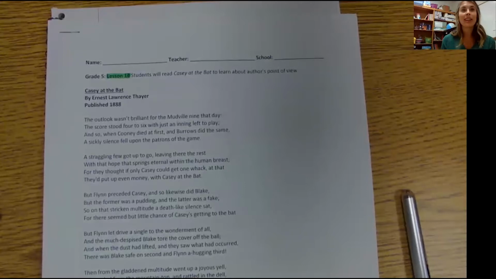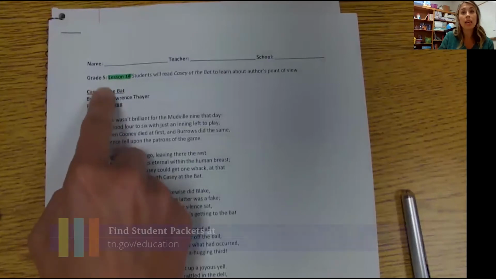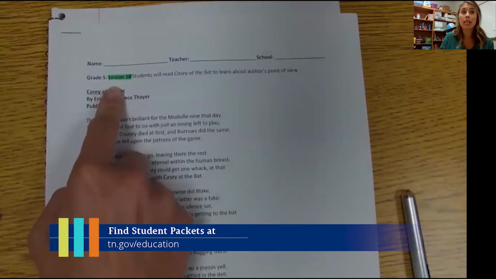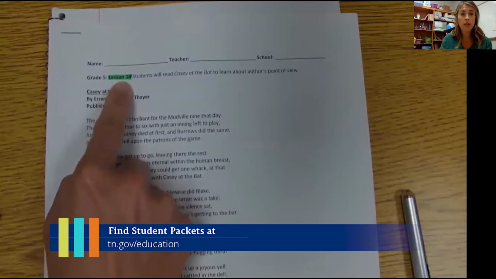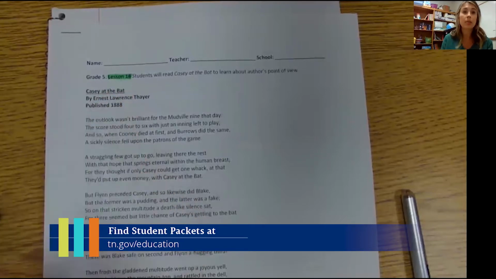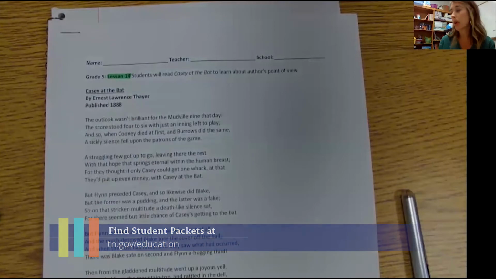But before we get started, as always, to participate fully in our lesson today, please get the following items. You need 2 pieces of paper, a surface to write on, and a pencil. You need a marker or a highlighter. And you also need the student packet for ELA grade 5, lesson 14. I have it here, and that can be found on the website www.tn.gov/education. It looks like this, grade 5, lesson 14. I'll give you a few minutes to get prepared for our lesson today.